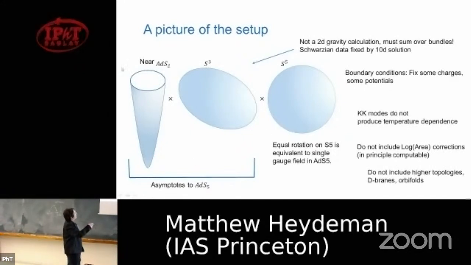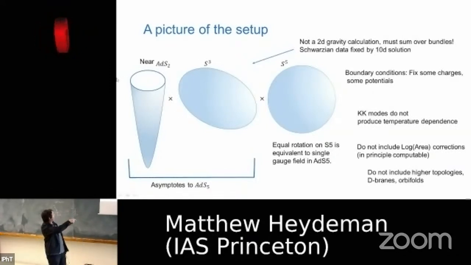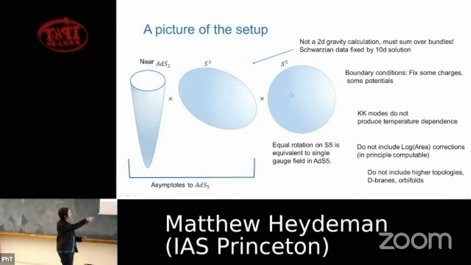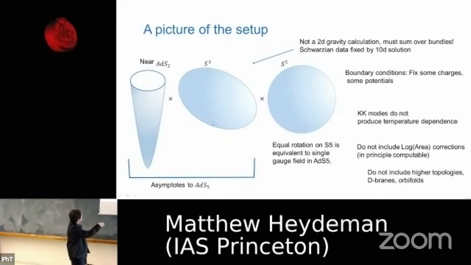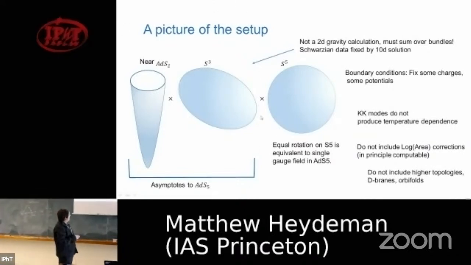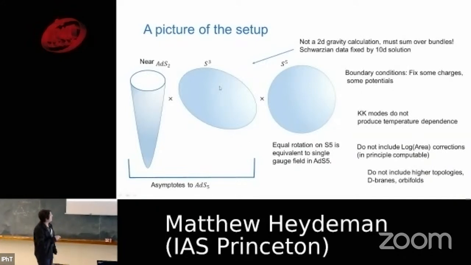So I'm emphasizing that this is really not a 2D gravity calculation because one actually has to sum over different bundles of the full 10D geometry. So it's a little hard to see exactly what's going on if you only lived in 2D, but in 10D, it's completely clear what manifolds and what solutions you have to sum over.